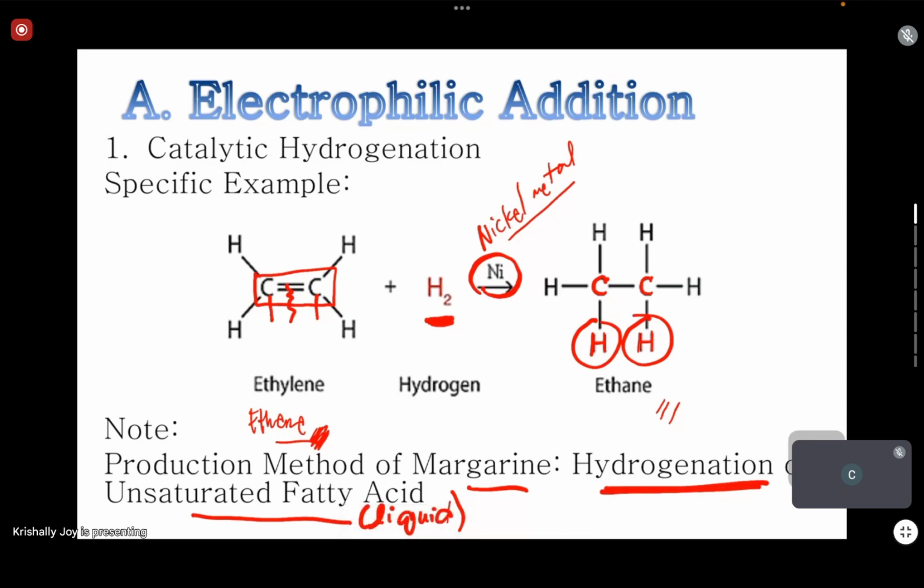So via hydrogenation, catalytic hydrogenation, the liquid fixed oil will now form saturated solid fats. That's why margarine, di ba, its texture is solid. It's not liquid. Okay, so when it is saturated, it's all single bonds already. It's now a solid fat, so that forms margarine. Okay? So that is only additional information.